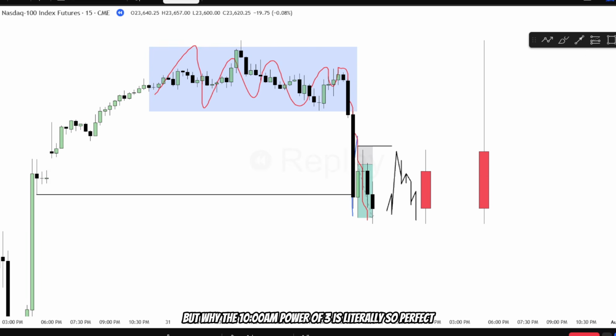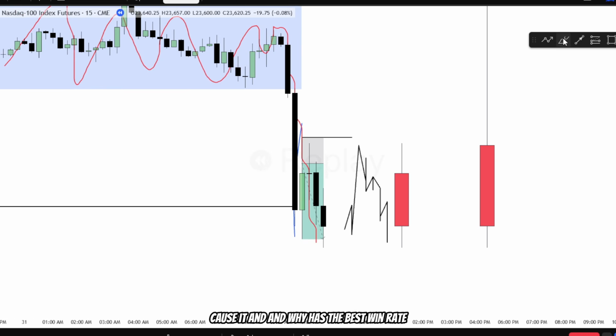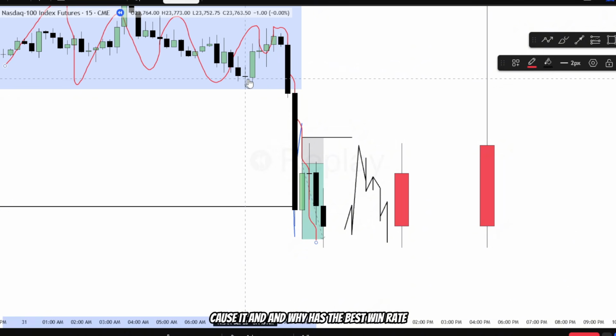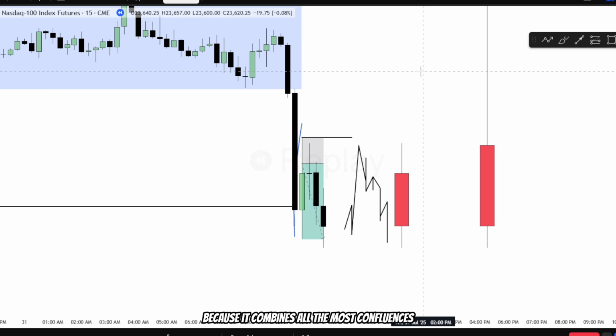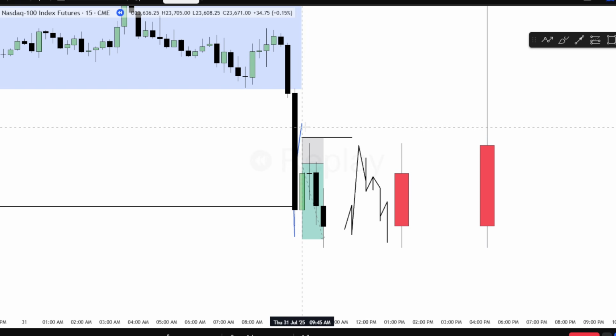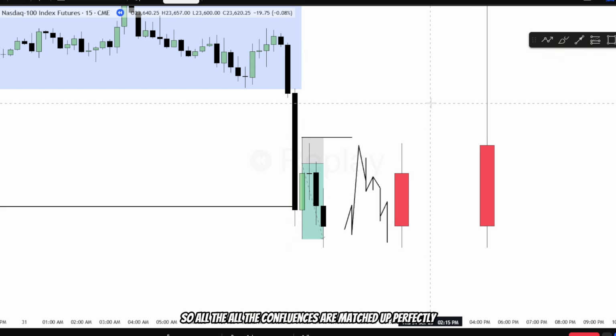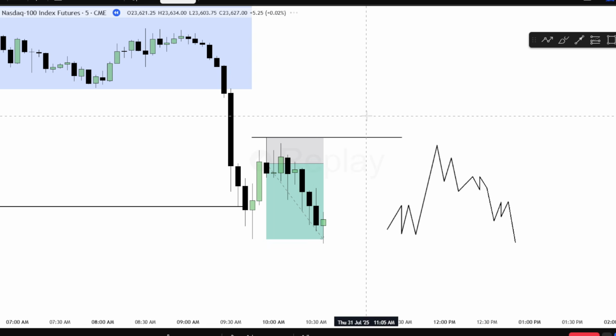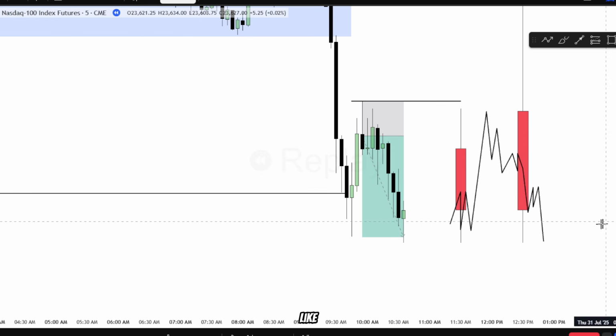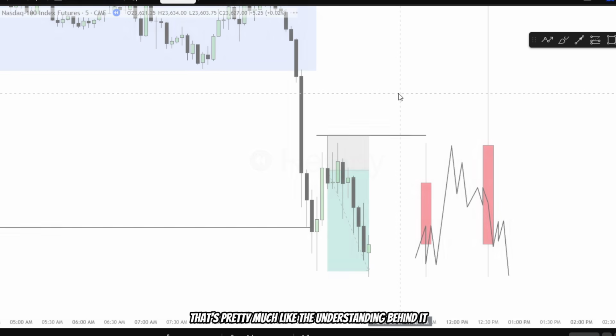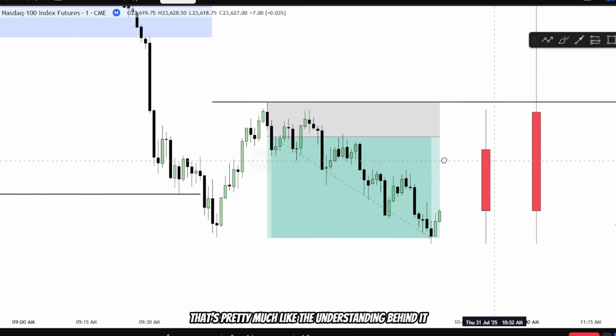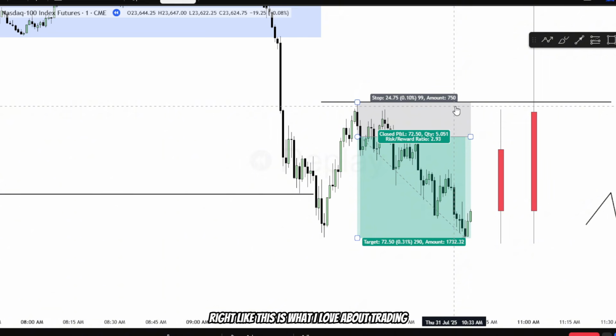But why the 10 a.m. power of 3 is literally so perfect, and why it has the best win rate, is because it combines all the most confluences. You get what I mean? All the confluences are meshed up perfectly. So yeah, honestly, that's pretty much the understanding behind it, right? This is what I love about trading, and this is what I mentioned to you, right? It all connects, and I can't stress this enough.